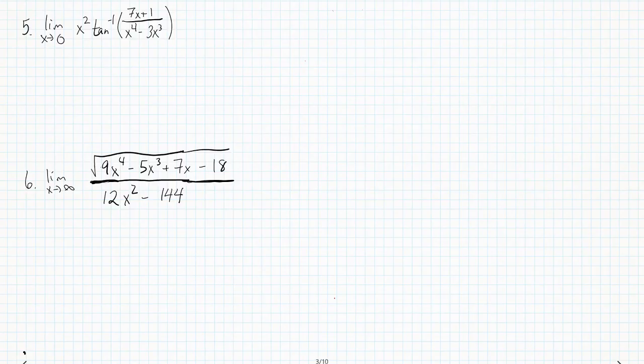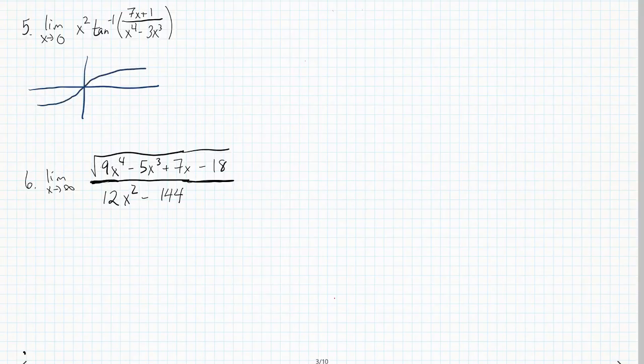So now, our next problem, the limit as x approaches 0 of x squared arctangent of 7x plus 1 over x to the 4th minus 3x cubed. What the heck is that thing, right? So this looks kind of scary compared to the others. Don't let it scare you. Let's just draw a graph. So if you plug in, you obviously get 0 times something that's undefined, and so we have no idea what that's going to be.